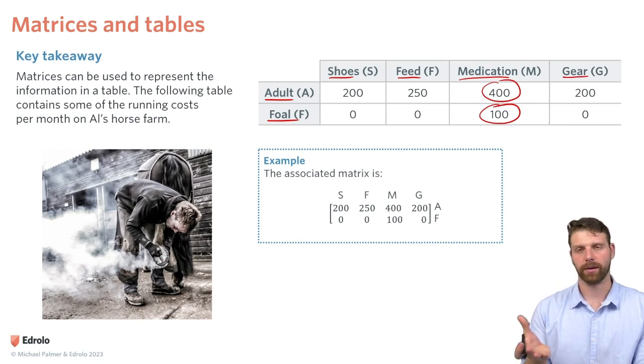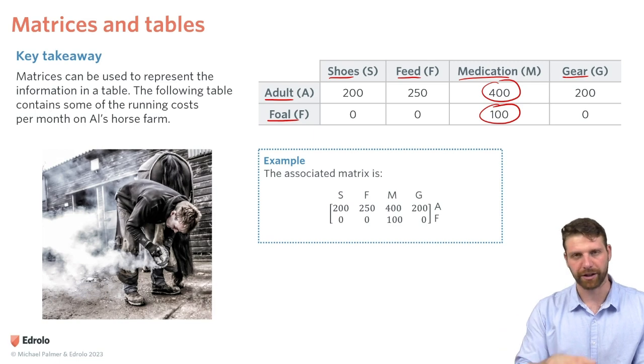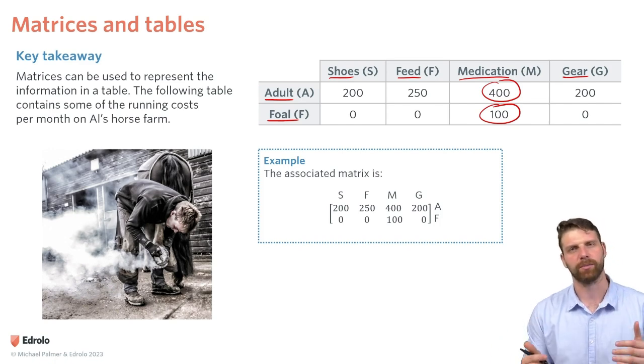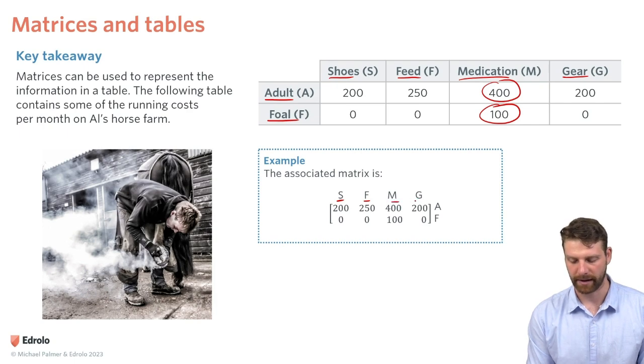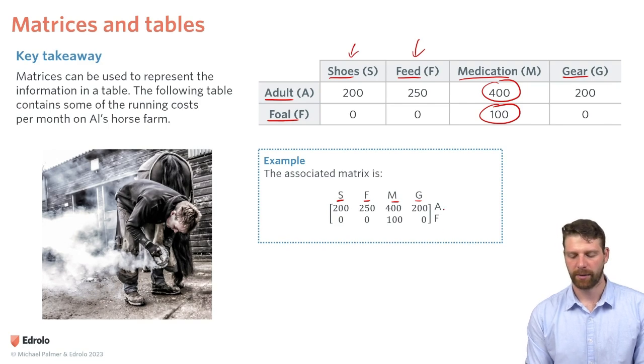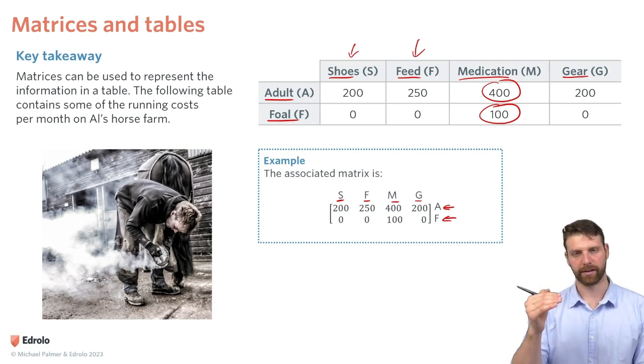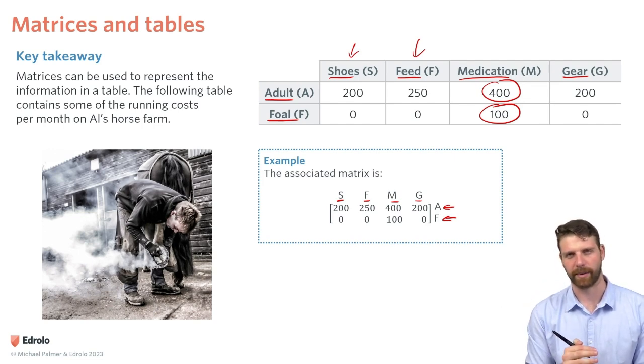So if you want to translate this information in the table into a matrix, then you just have to try and put the information in a sensible spot. So here we've got some labels on the matrix, S, F, M, and G, and they correspond to these expenses up the top. And we've got A and F along the rows for adult and foal horses. Now, you actually don't need to make the rows the same necessarily, so long as you've got your information in a sensible way in the matrix.